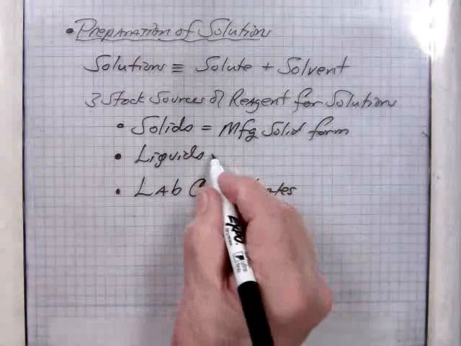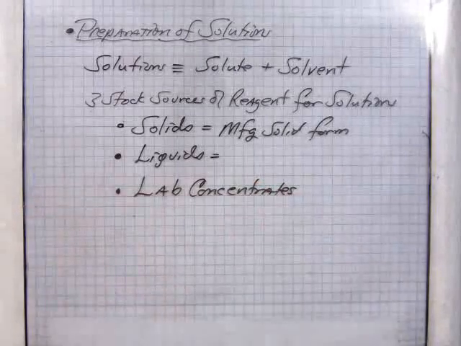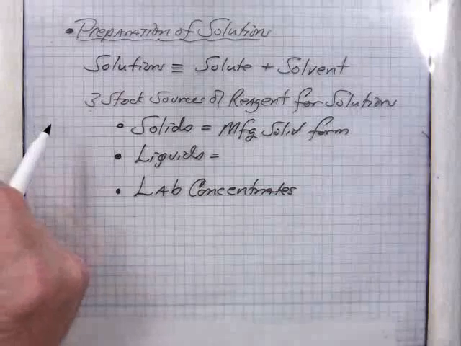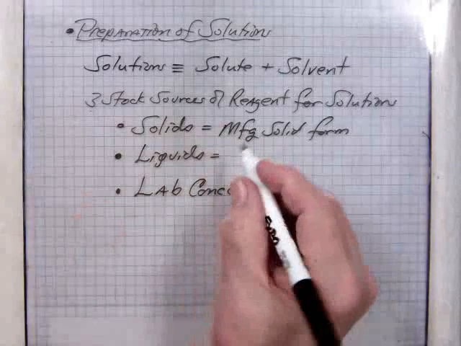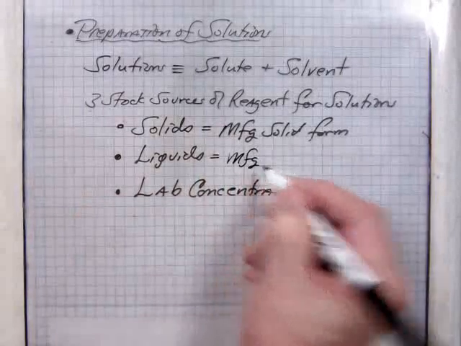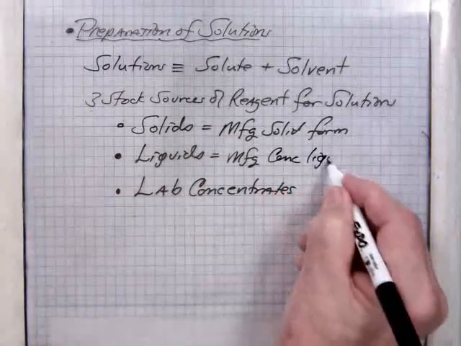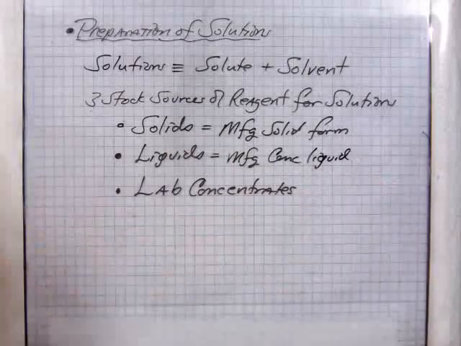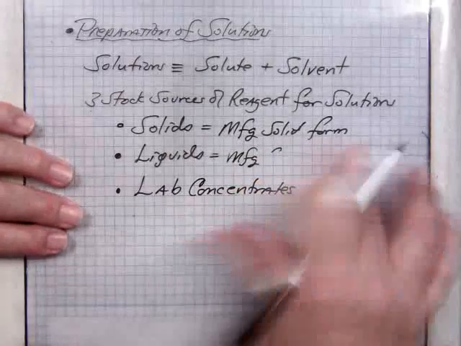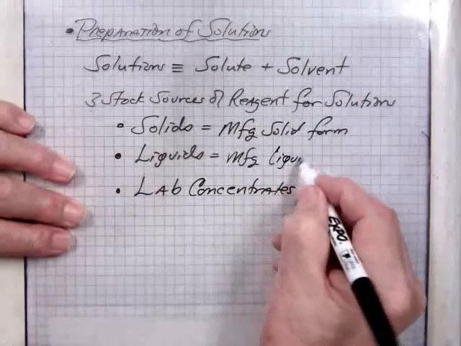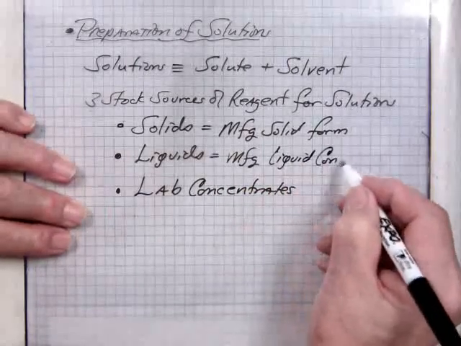And of course there are manufactured stocks that come to you in liquid form, especially say strong acids and concentrated acids, manufactured concentrated liquids, liquid concentrates. I should have said that. Sounds better. Manufactured liquid concentrates.